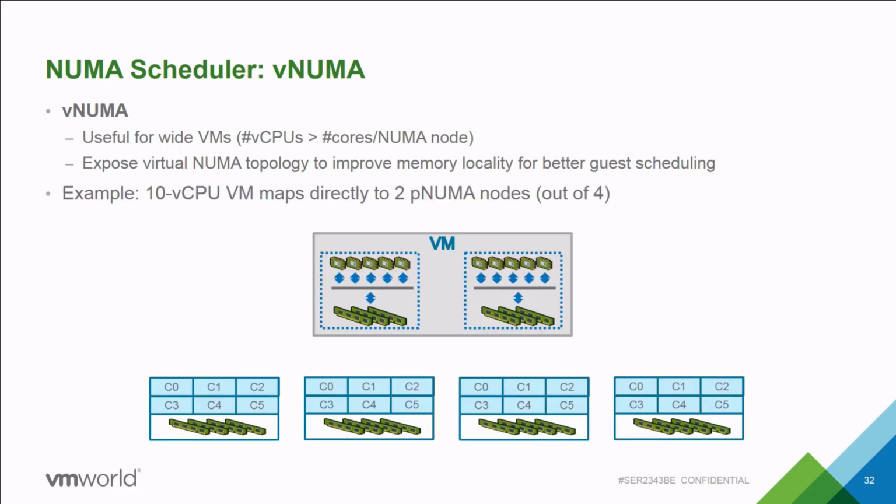Here's an example. In this example, a virtual machine has 10 virtual CPUs, and the hardware has 6 cores per socket. So the virtual machine is split into 2 virtual NUMA nodes. Each virtual NUMA node has 5 vCPUs, and it can be placed on a socket with 6 cores pretty well.